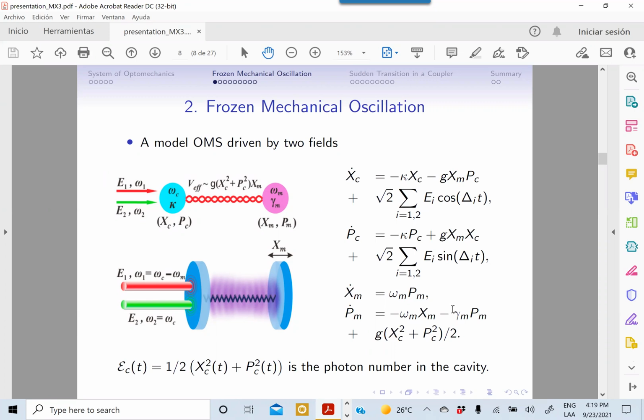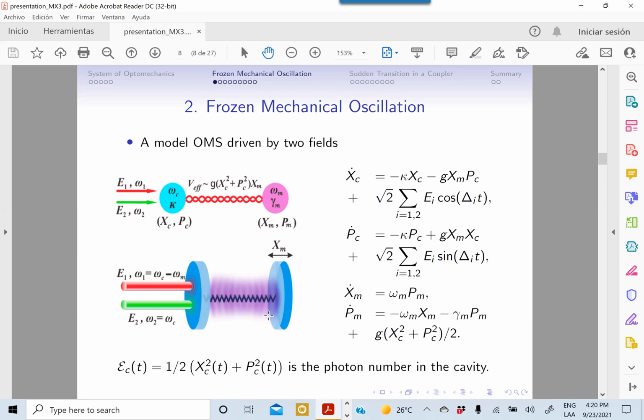Look at the last equation about the mechanical momentum. The last term is what? Xc squared plus Pc squared is just the photon number inside the cavity. It's nothing but Newton's law. It indicates that the force received by this mirror will go up with the photon number inside the cavity. If there are more photons inside the cavity, the mirror will receive more force.